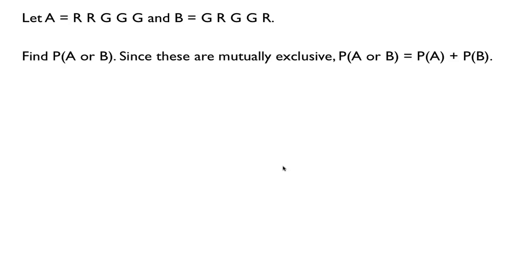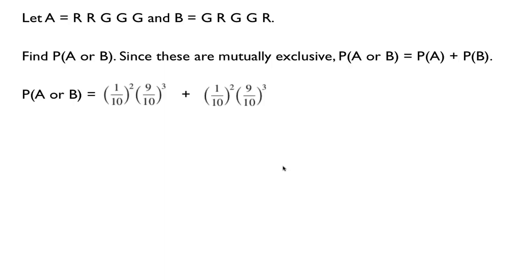So let's look at these 2 probabilities, A and B. Both of them have 2 red and 3 green, but in different orders. To get the probability of A or B, because these are mutually exclusive, if I have A, I cannot have B, and if I have B, I cannot have A, we just add them: P of A plus P of B. That's from one of the previous lectures. So that means we add these 2 probabilities together.